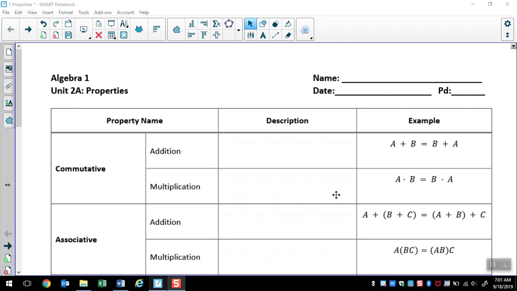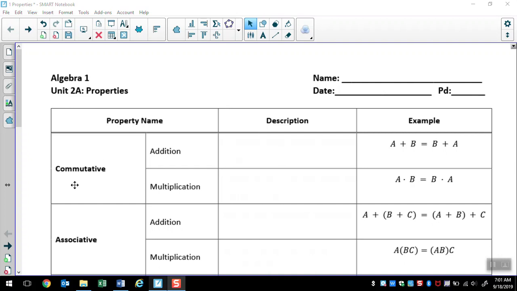Today we'll be talking about properties and how they apply to solving equations. So first let's go through all the vocabulary that we have. We have a lot of different properties that we're going to go through, and then we'll review solving two-step equations, and then we're going to look at how we can apply these properties to our equations.